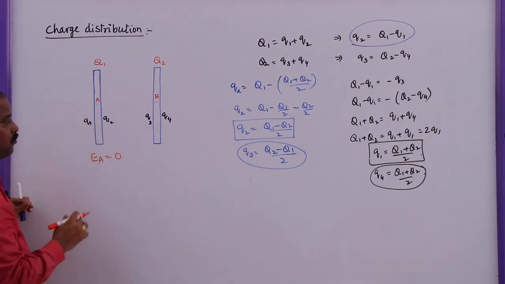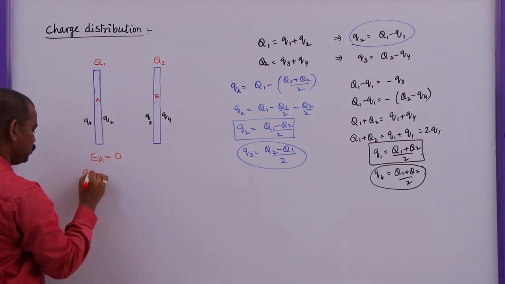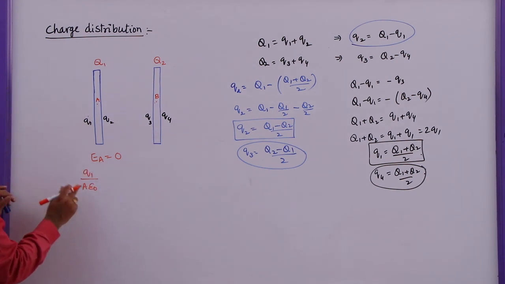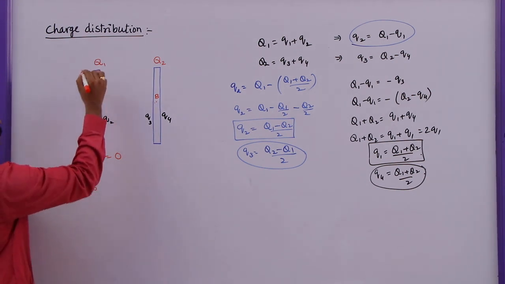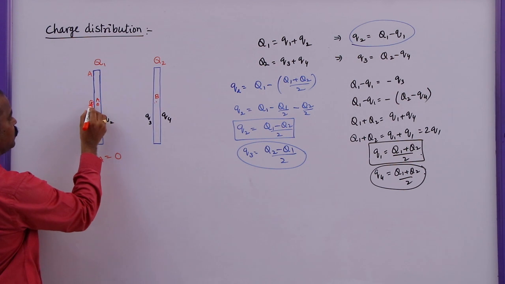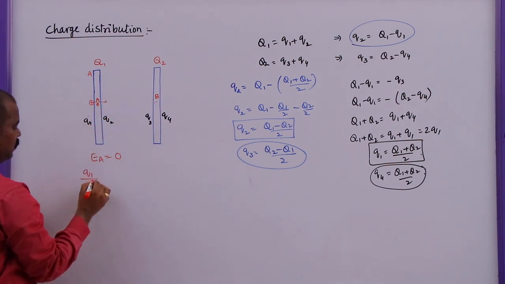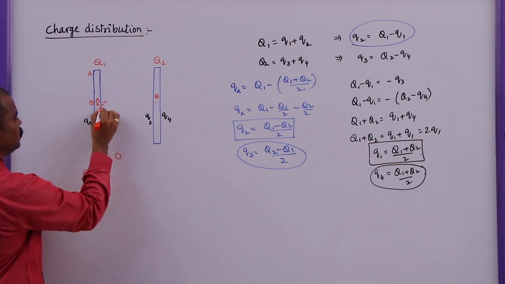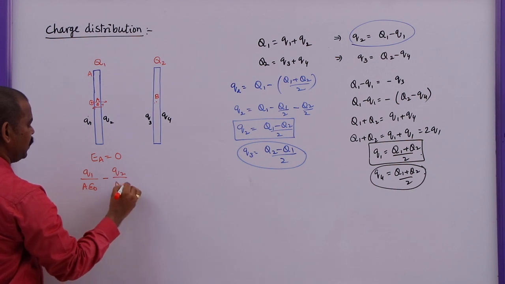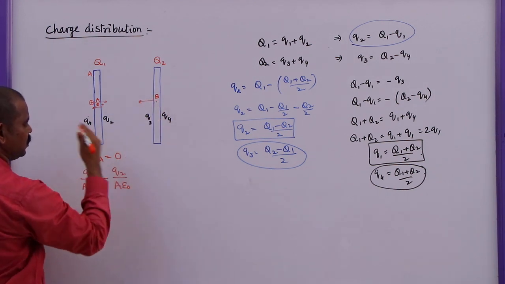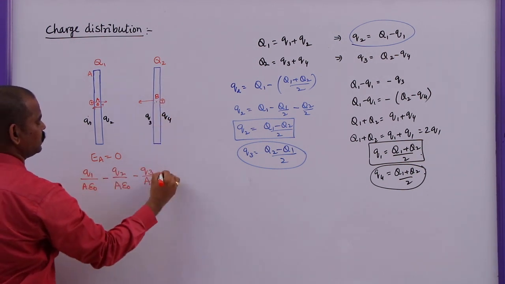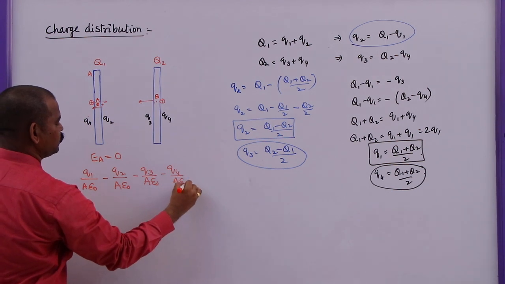So what is the electric field for a conducting plate? Due to this charge Q1, it is sigma by epsilon naught, that is Q1 by A epsilon naught, where A is the area of this plate. So at this point, due to this positive charge, the field will be in this direction, towards the right. Due to this charge, the field will be in the opposite direction, that's why minus Q2 by A epsilon naught. Due to this also, same direction, minus Q3 by A epsilon naught. Due to the fourth charge, minus Q4 by A epsilon naught.